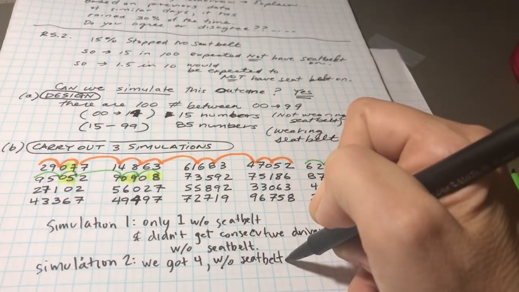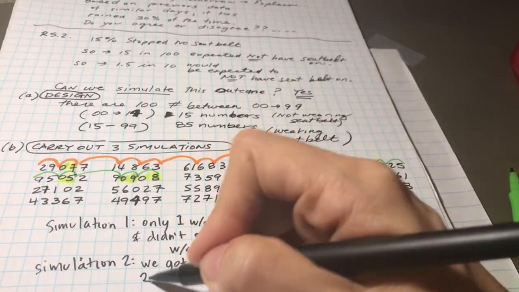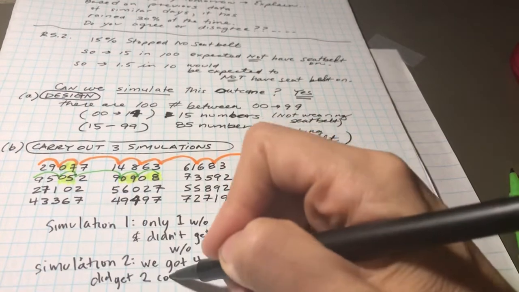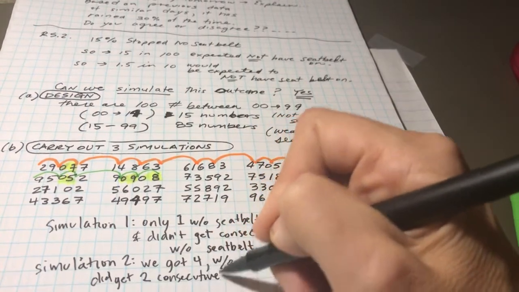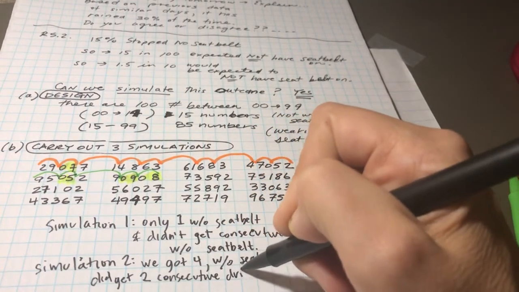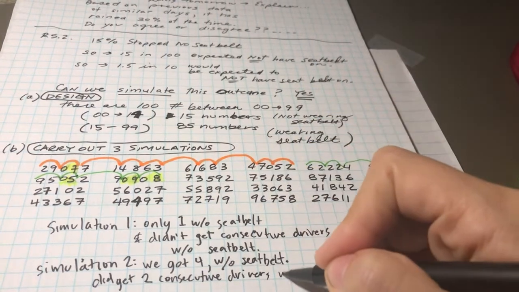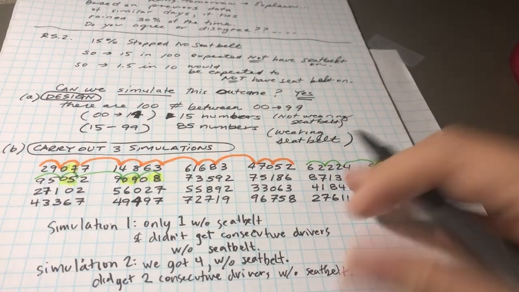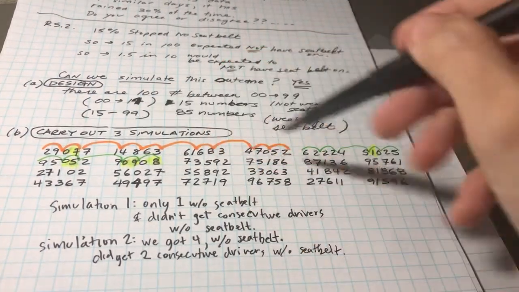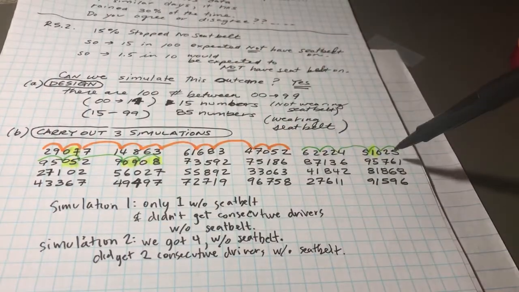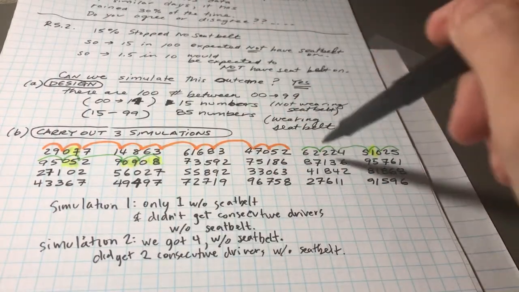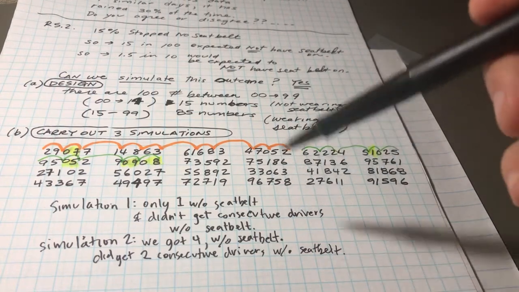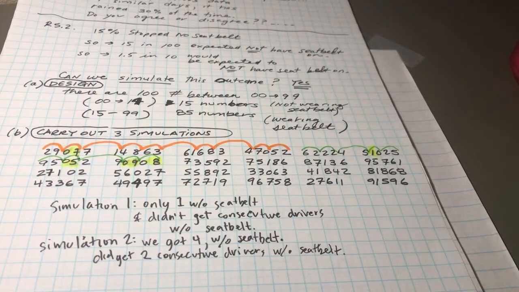And we also ended up getting 2 consecutive drivers without a seatbelt. Now notice, I'm not looking for or skipping any redundant things because each one of these is just simulating another driver, another driver, another driver. Okay, now let's do it again.